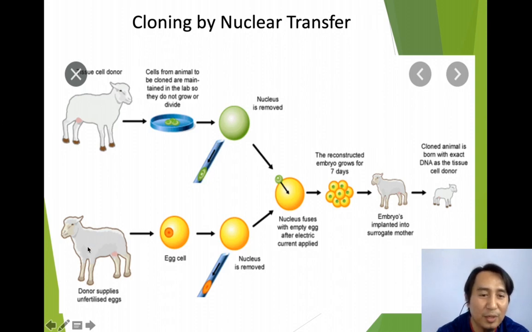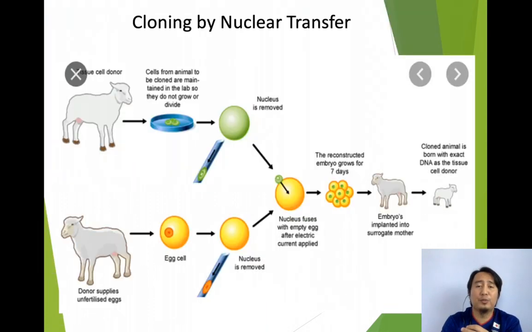Whereas the other donor supplies an unfertilized egg. So this egg has not been fertilized yet. With the same method, they remove the nucleus, but then the nucleus from donor A will be injected into the second egg, the egg from sheep B. But they are using a nucleus from sheep A. After being injected, the reconstructed embryo grows for 7 days. Then after 7 days, the embryo can be implanted into a surrogate mother. Then from the surrogate mother, Dolly the sheep is produced. So the method is different from embryo splitting.